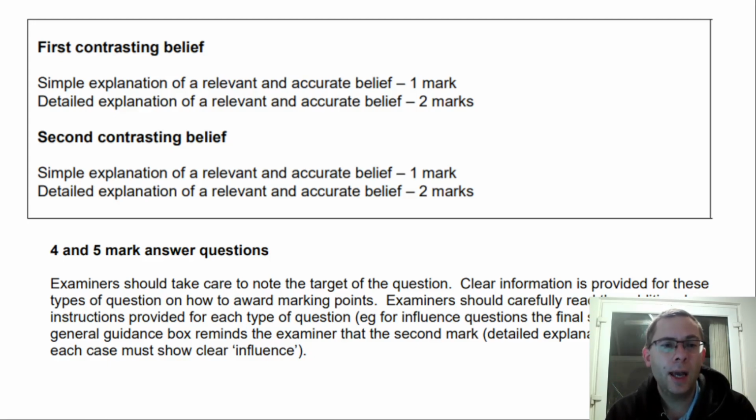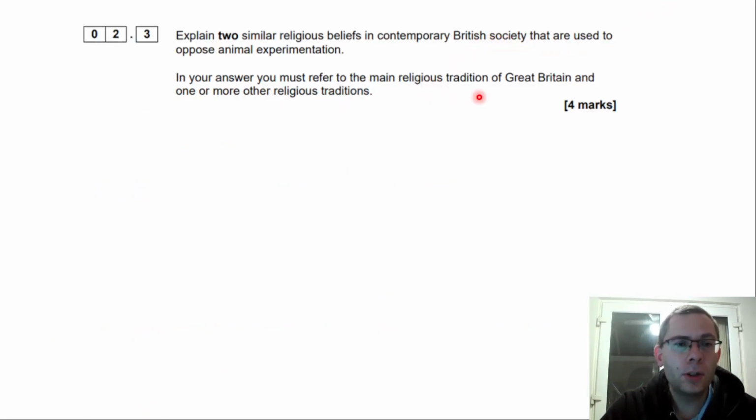Examiners should take care to note the target of the question, so in other words making sure that you answer the question. Clear information is provided for these types of questions on how to award marks. Examiners should carefully read the additional instructions provided in each type of question, e.g. for influence questions, the final sentence in the general guidance box reminds the examiner that the second mark, the detailed explanation, must be awarded in the case of the word influence. So when you look at your questions, you must make sure you go into it in how the question's asking for it. So this question is 2 similar religious beliefs in British society that are used to oppose animal experimentation.